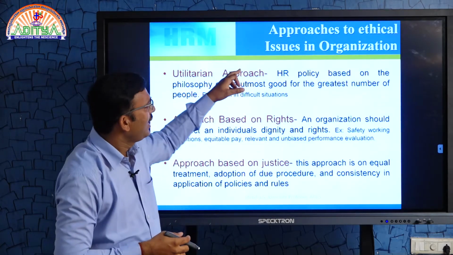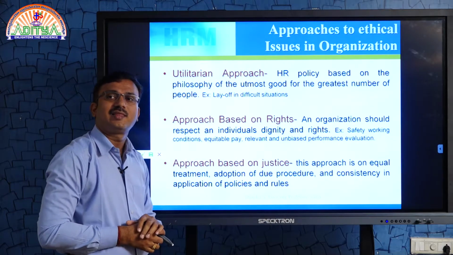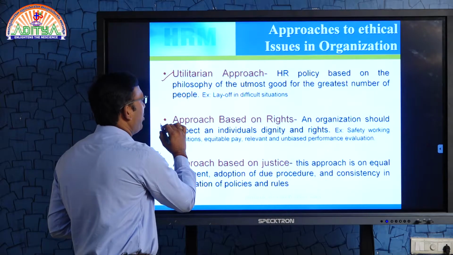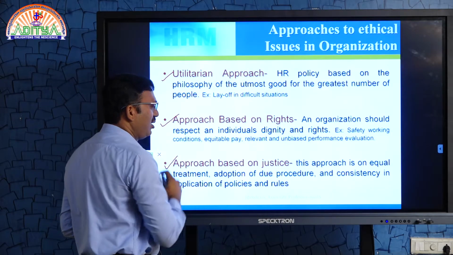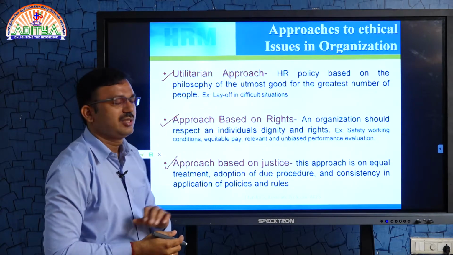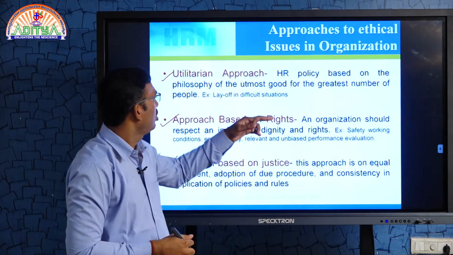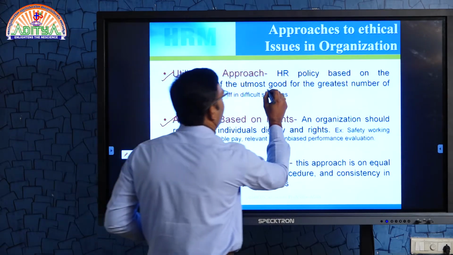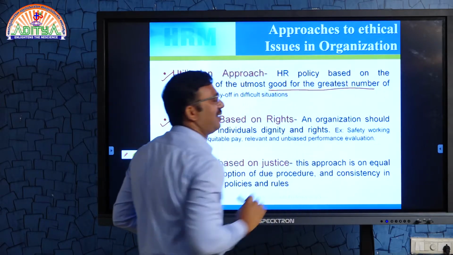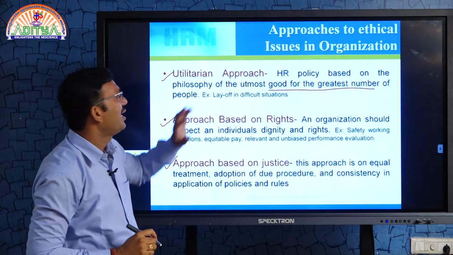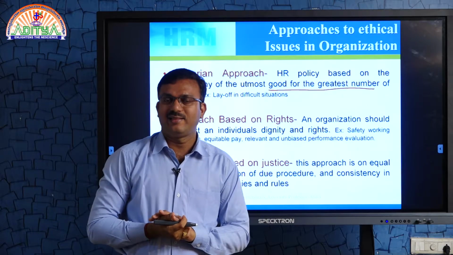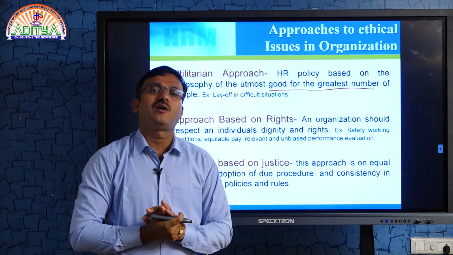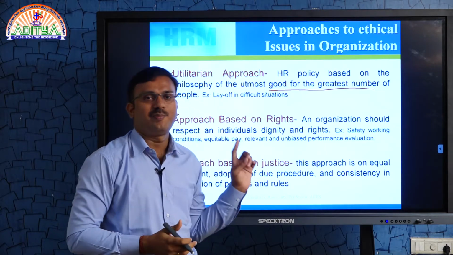Approaches to ethical issues in organization. There are three approaches: the utilitarian approach, the approach based on rights, and the approach based on justice. Utilitarian approach: HR policy is based on the philosophy of the utmost good for the greatest number. That means the utilitarian approach is that whatever decision we take, a maximum number of people are going to benefit from it. That is this approach.